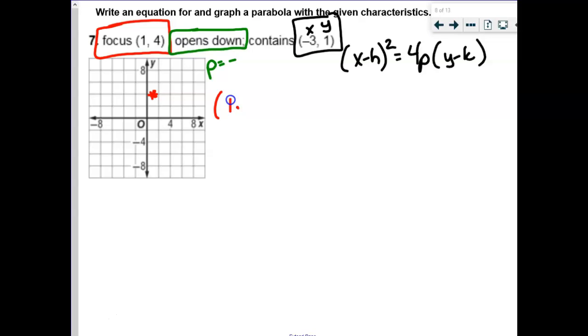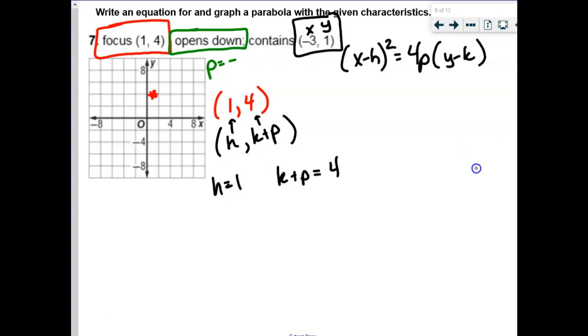The focus we know is at (1, 4). But can you tell me what ordered pair that is? Like what the formula is for that ordered pair? (h, k plus p). So we just figured out that h is 1. The other thing we just figured out is that k plus p is 4.